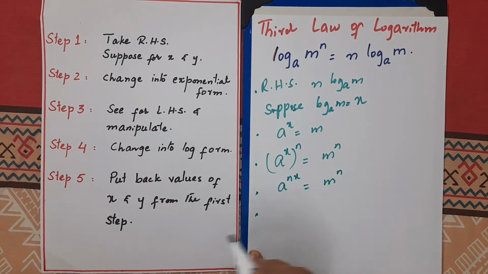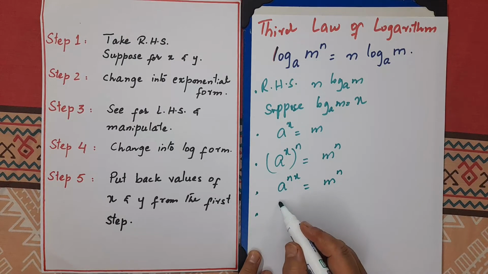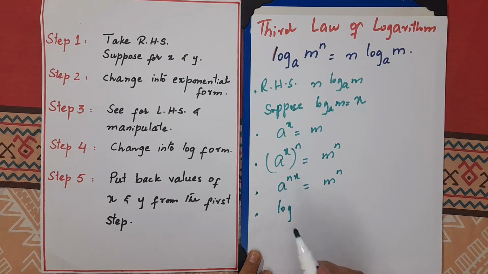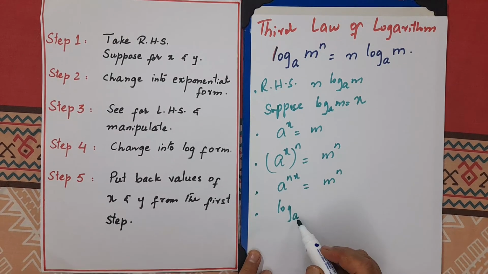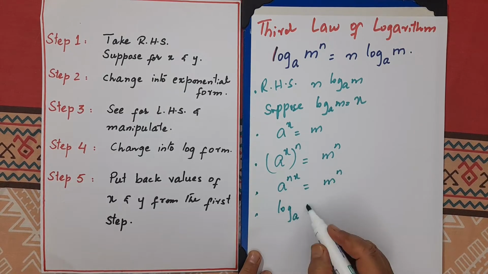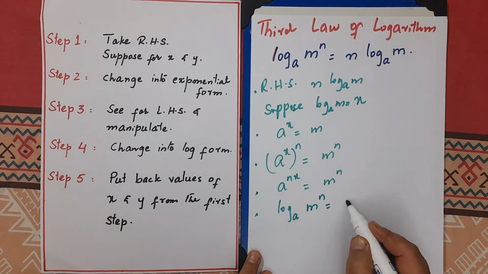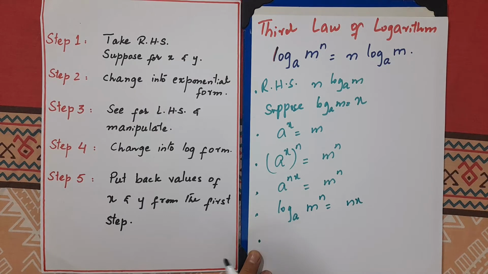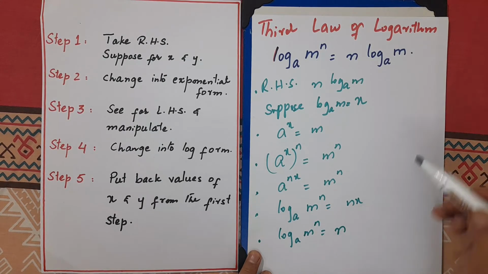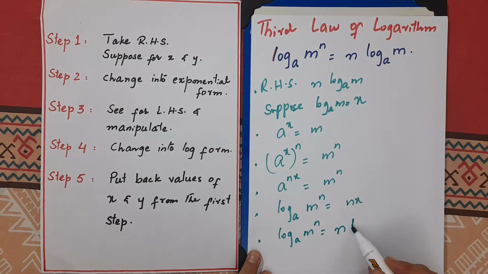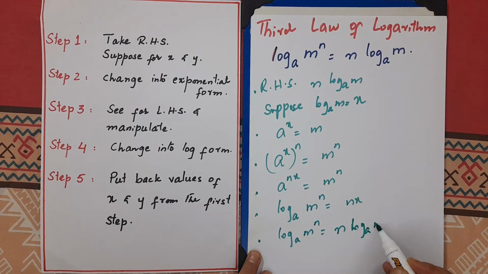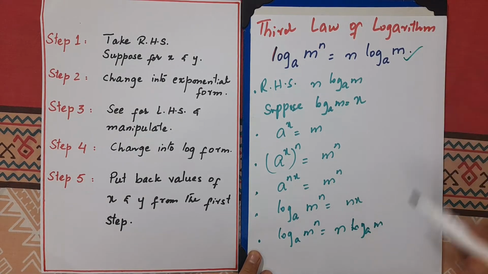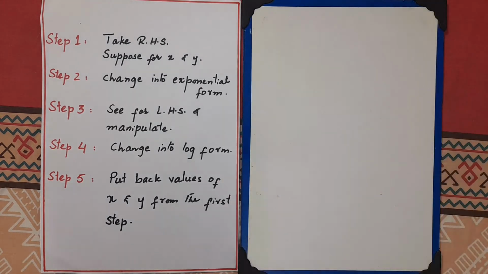Fourth step is change into logarithmic form. Log, this would be the base, this would come into the base, m power n is equal to n into x, and the last step put back values of x and y. Here log to the base a of m power n is equal to n, and x was log to the base a of m. The third law has been proved using the same steps.